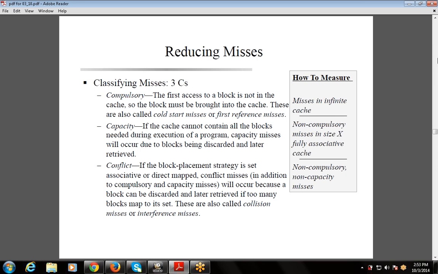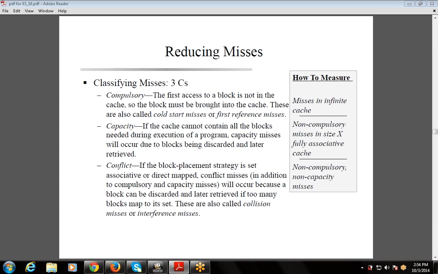This is the compulsory stage, where the first access to the block is not in the cache memory. So the block must be brought into the cache memory. These are also known as cold start misses or first reference misses. So the compulsory miss is when the first access is not available in the cache memory and the block is then brought into it. These are known as cold start misses or first reference misses.